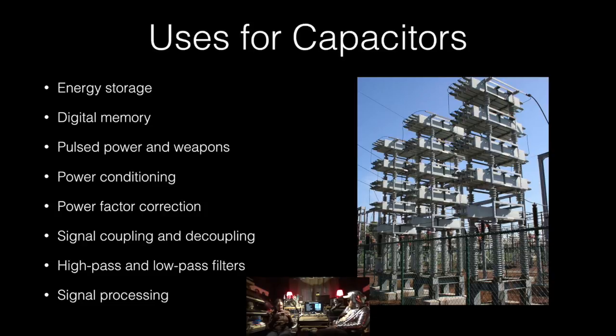Power conditioning, power factor correction, signal coupling and decoupling, high-pass and low-pass filters, and signal processing. It's not true. A low-pass filter is a resistor. Resistors and capacitors are usually used in series. Yeah, okay. So next week you're going to walk us through the schematic of a high-pass and a low-pass filter. And you'll find that low-pass filters are resistors. Resistance creates a low-pass filter.